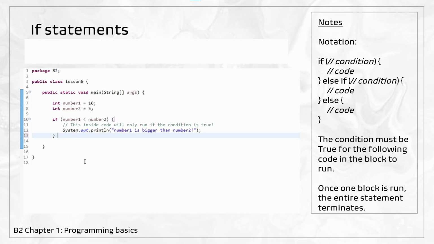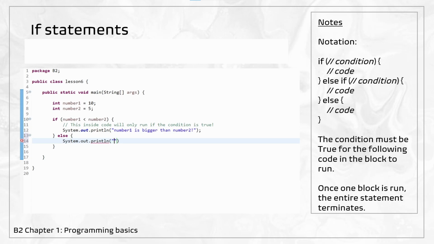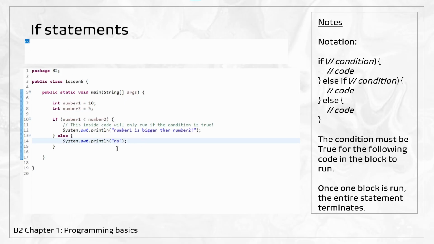You can also use an else statement like this. Now what this does is this only runs if the preceding if statement is false. So let's write system.out.println, and let's just write, like, no, for example. And now if we run the code, we can see that no is printed because this if statement was false.